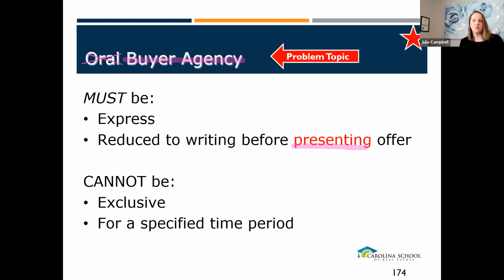Let's talk about what we mean by this word exclusive. We've started to see it. We're going to see it more and more.